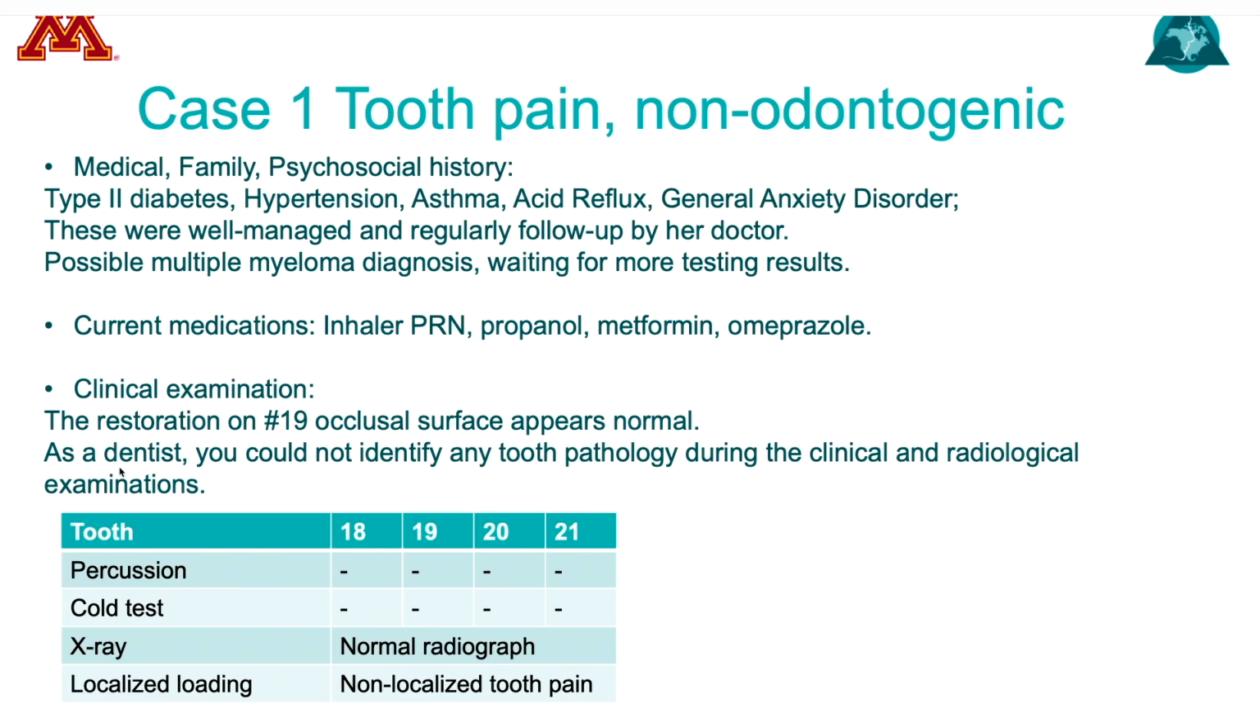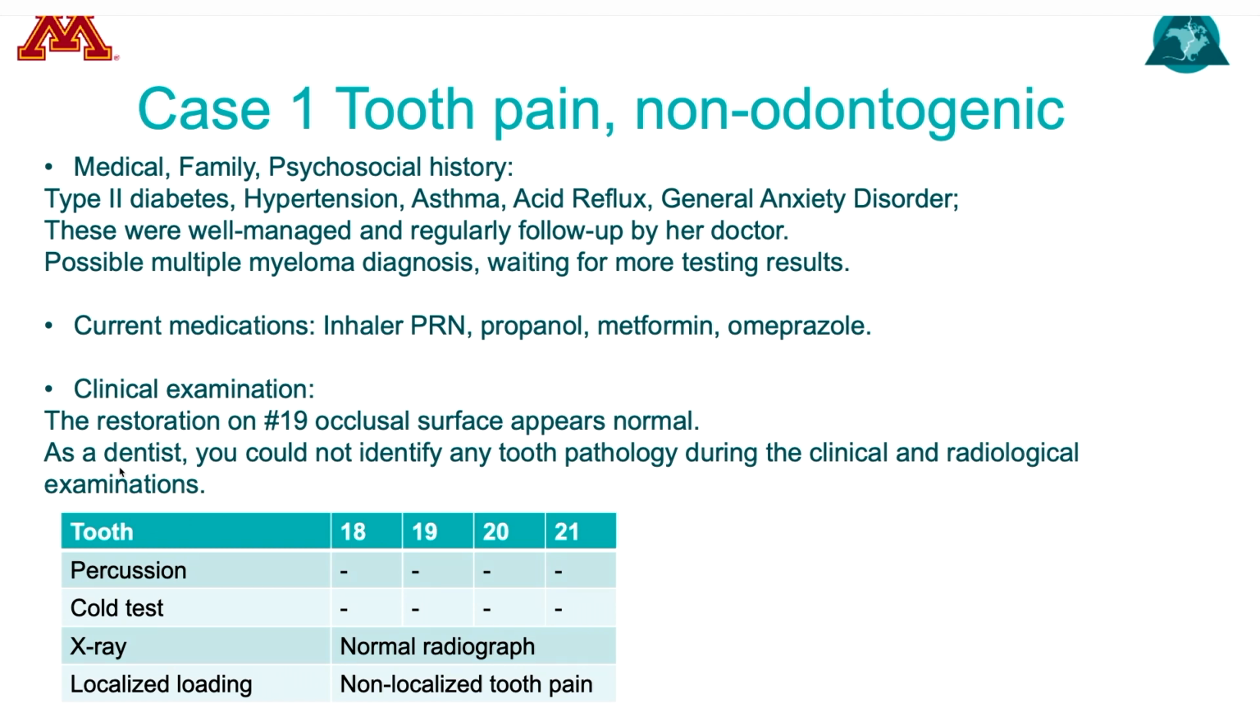Medical, family, social, psycho history. The patient does have some diagnoses: type 2 diabetes, hypertension, and asthma, as they reflect. It's very well managed with medication and regular follow-up with a physician. She does have an ongoing potential diagnosis of multiple myeloma, which makes her very nervous, and she's waiting for the result. And you started the clinical examination.